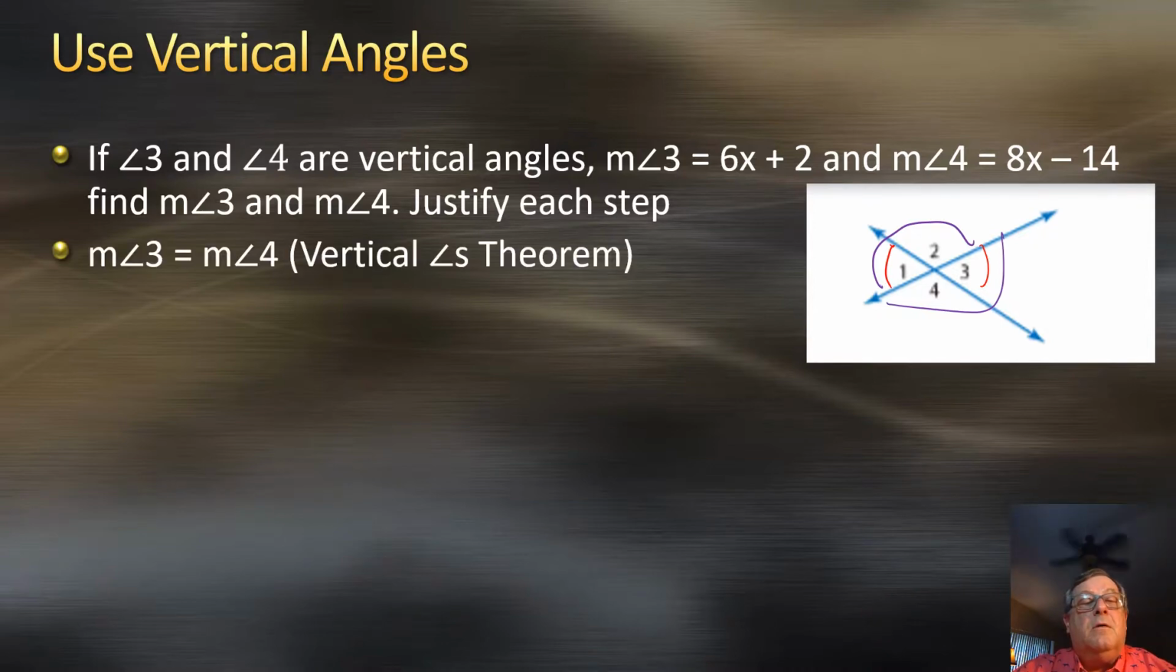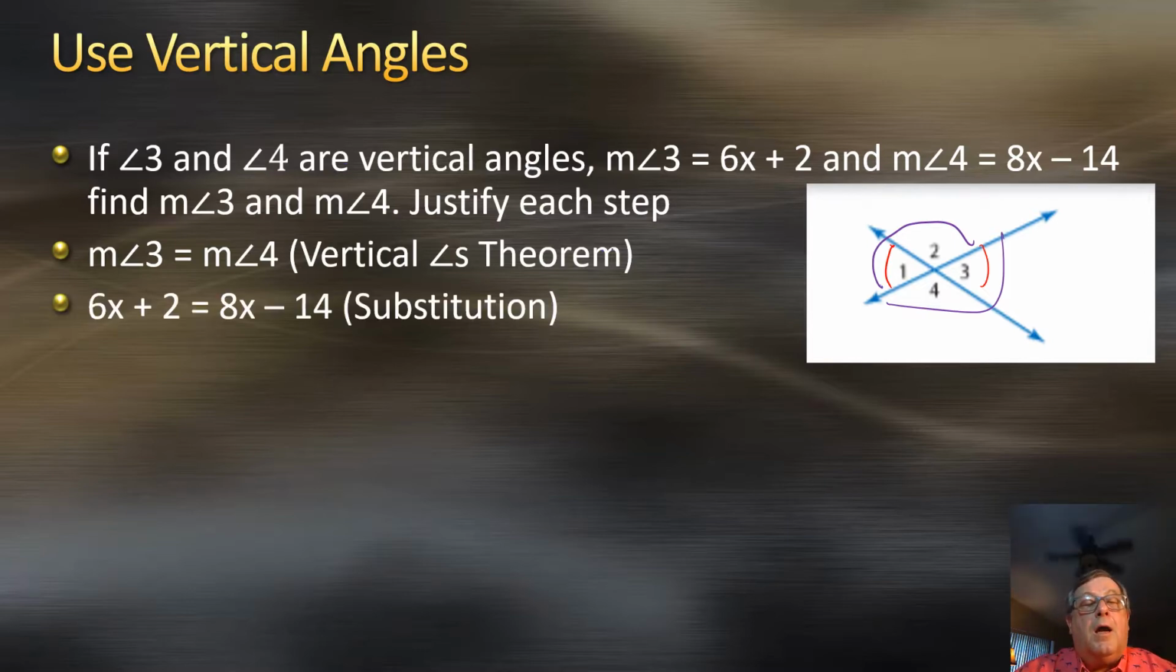Well, let's see. The measure of angle 3 is equal to the measure of angle 4, and that's based on the vertical angles theorem. They are equal to each other. They are congruent. And let's see what our next step is. All right, so then if the measure of angle 3 is equal to the measure of angle 4 based on the vertical angle theorem, then 6x plus 2 equals 8x minus 14.